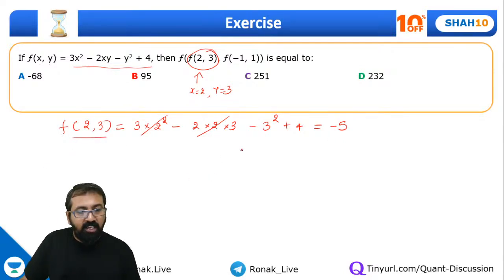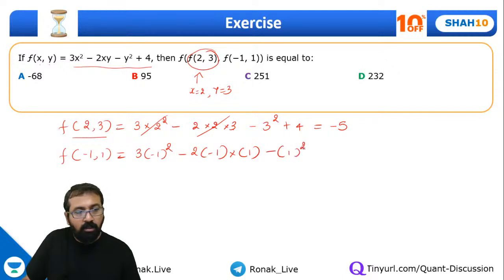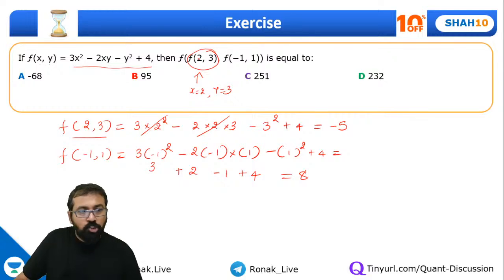Same way, can you find out what is f of minus 1, 1? So again replace x with -1. So 3 into -1 square minus 2 into -1. Y will be replaced by 1. So 1 minus 1 square plus 4. Now check what is this value, everyone. So this is going to be 3 plus 2 minus 1 plus 4. Isn't that, everyone? So this will come out to be 4 plus 4, 8. Right? So we got this one as -5 and this one as 8.